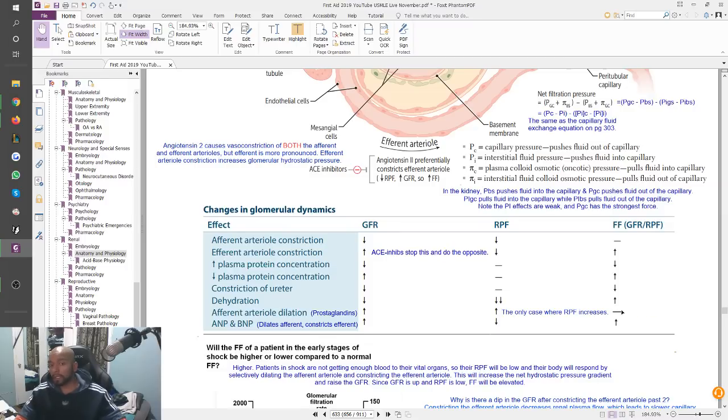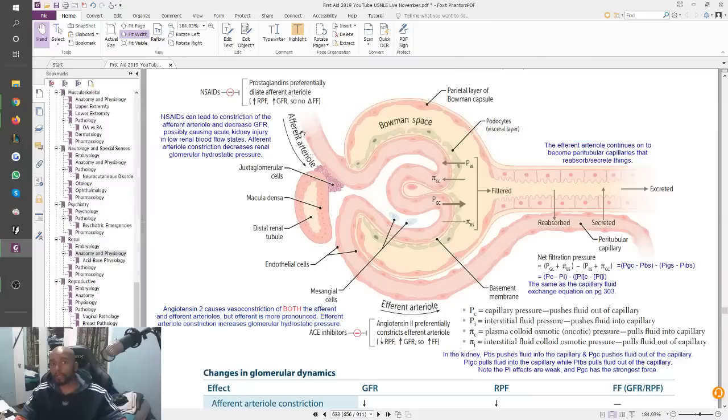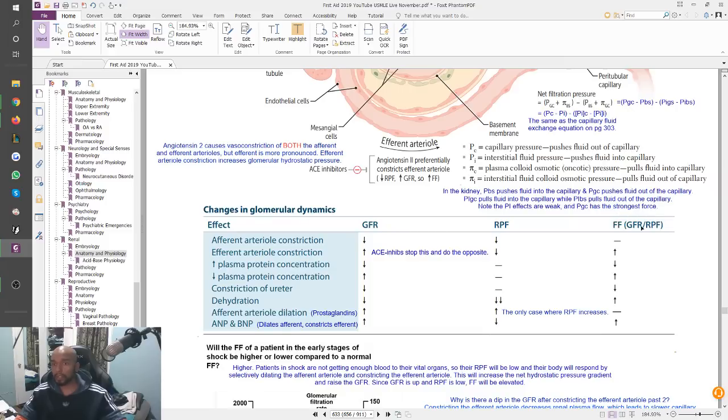The main concept that I always summarize is that the afferent arteriole, whether you constrict it or dilate it, does not affect the filtration fraction, because whatever you do to the afferent arteriole equally affects renal plasma flow and glomerular filtration rate. That means the ratio, the filtration fraction, stays the same. So if you ever have a question about doing something to the afferent arteriole, the filtration fraction will not change. The efferent arteriole, though, is a different story.